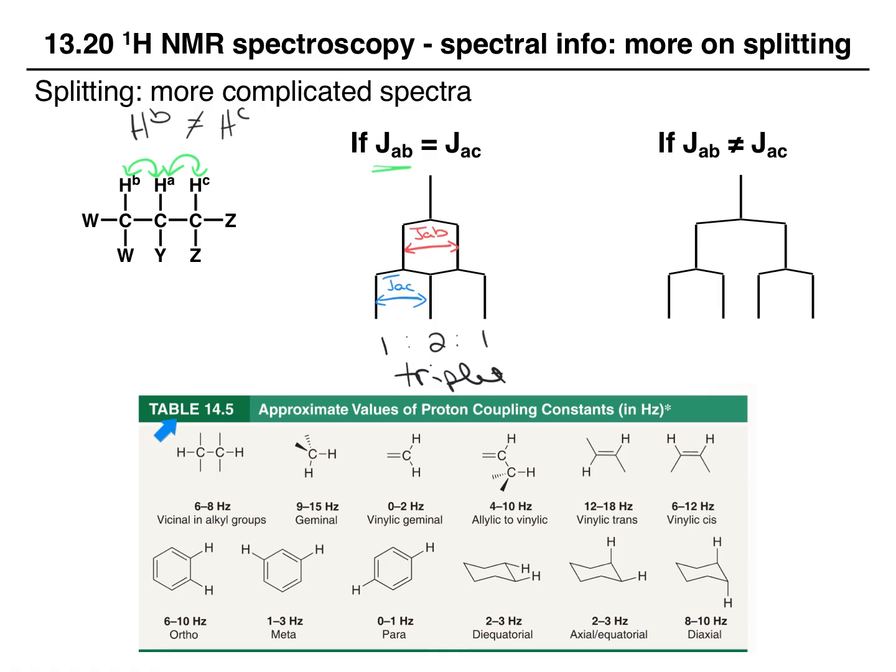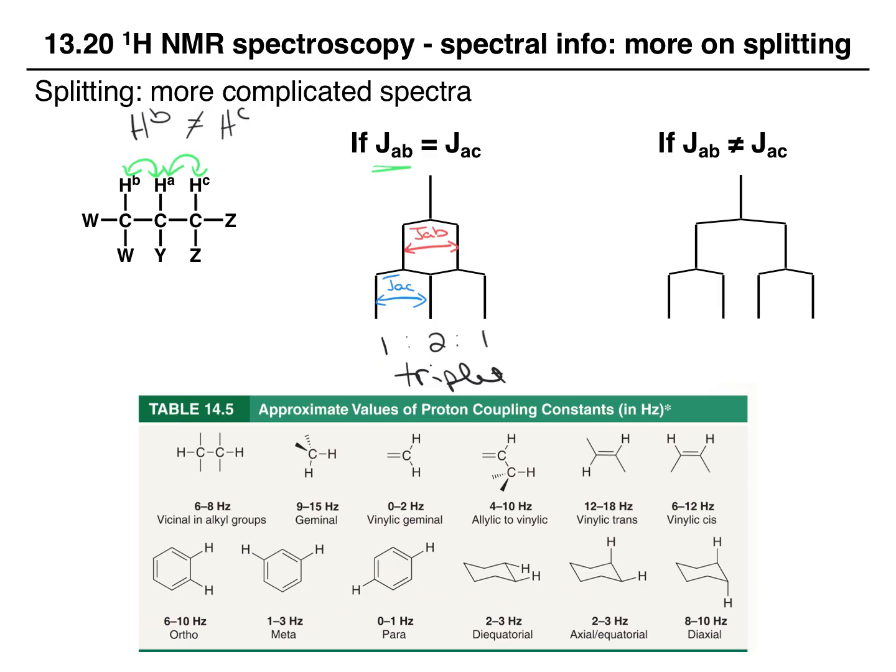I just referred to it, but this is a table from the McMurry textbook, and here are some approximate values of the proton coupling constants, all given in hertz. So our adjacent hydrogens in regular alkyl groups, the J values tend to be around 6 to 8 hertz. On an alkene, the two hydrogens connected to the same carbon have a very small J value. Now notice if we have our hydrogens trans to each other or cis to each other, we get a different range. So by determining the J value, we can figure out whether our hydrogens are cis to each other or trans to each other, right?